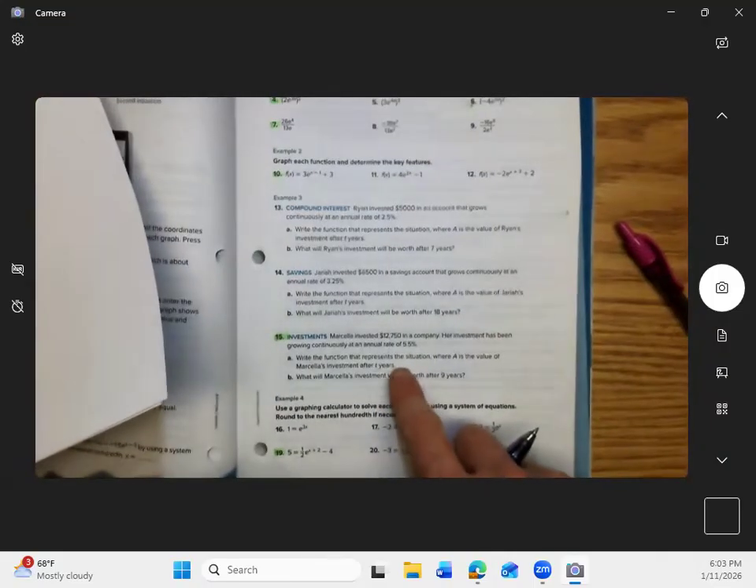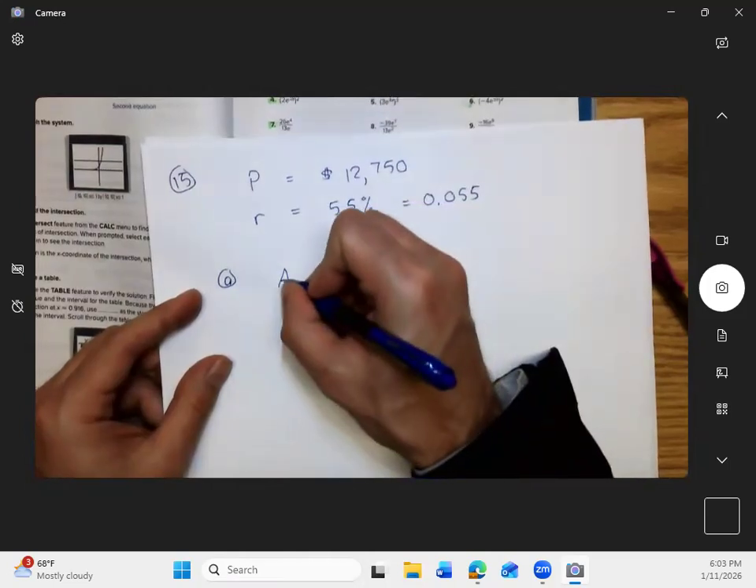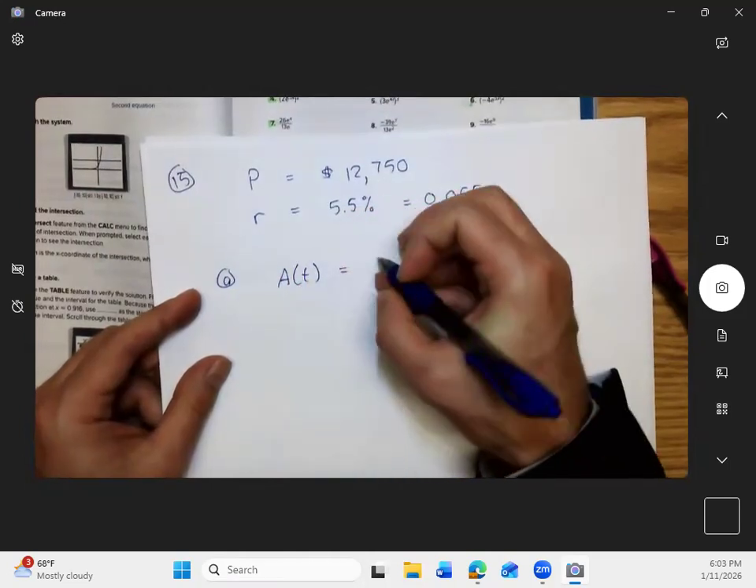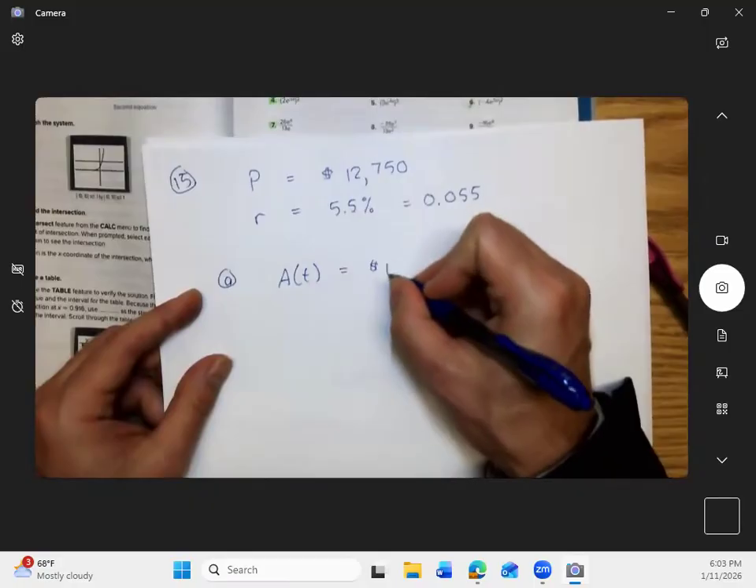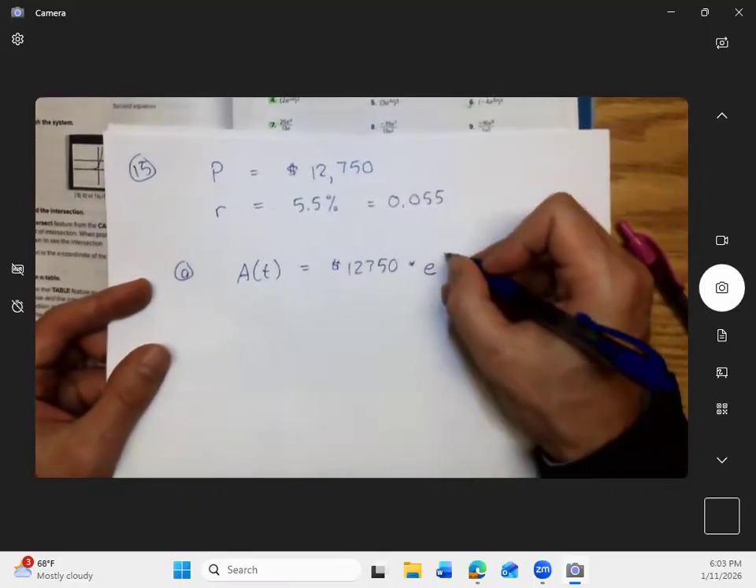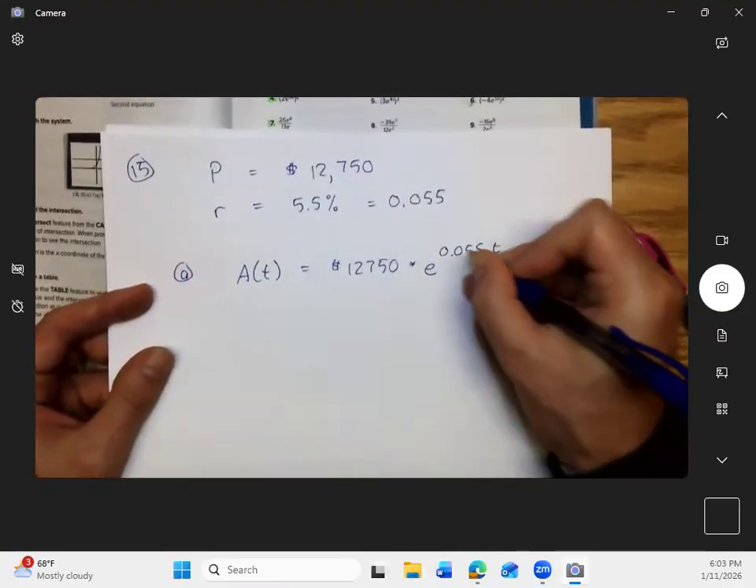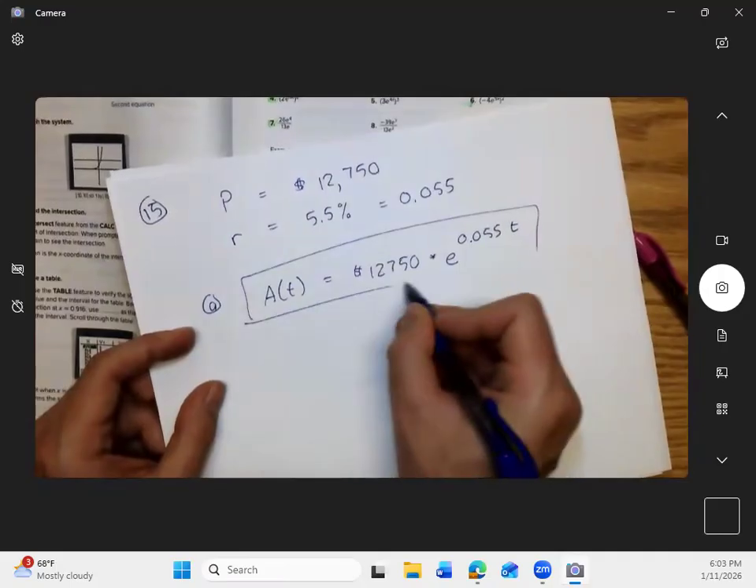It says continuously though, which tells us how we're going to craft this equation. So the amount after some time is equal to the principal, $12,750, times e to the rt. Here's your r, and then t is however many years. So that's what they're looking for.